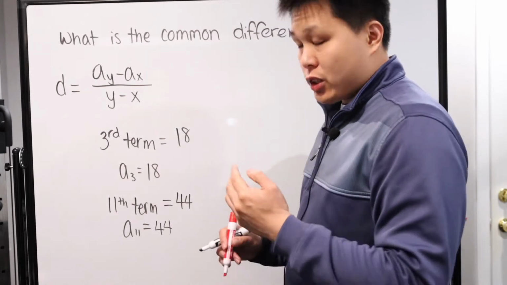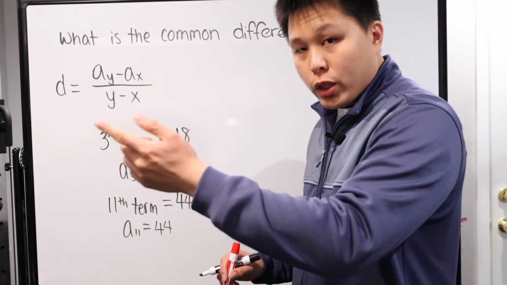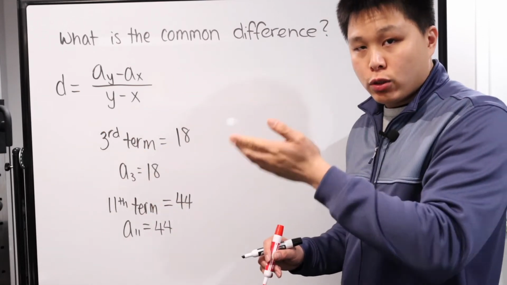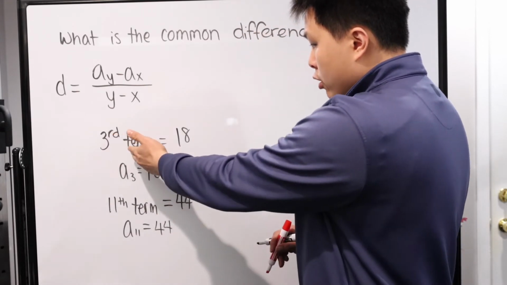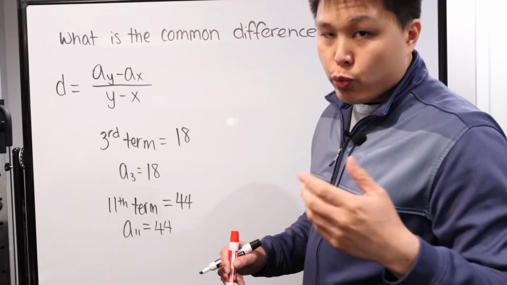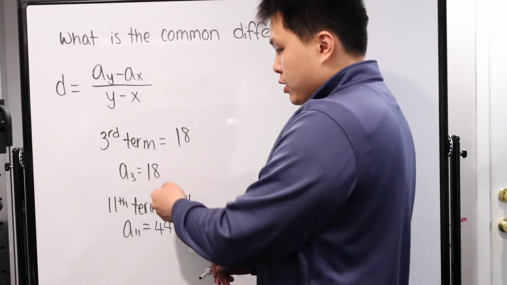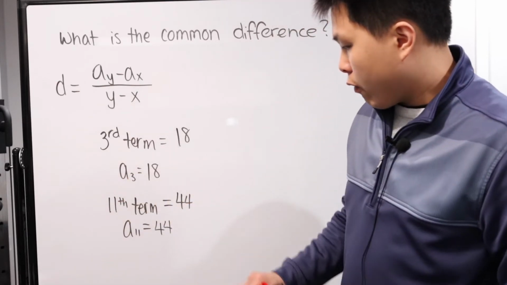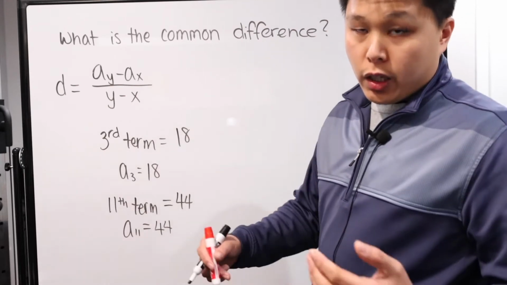And then they ask you what is the common difference. Basically, remember, the common difference is that from one term to the immediate next, there is that difference number, and it's always shared as you move on to the next term. Let's say, for example, here we have the third term equals 18. That's usually written in a word problem format. In an actual equation format, they might just give you A sub 3 equals 18, and then the 11th term is 44, or A sub 11 is 44. And they ask you to find the common difference.